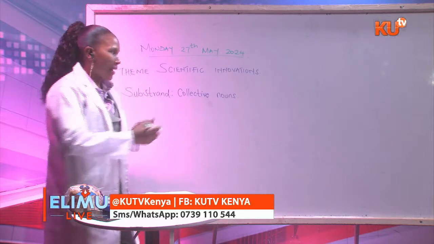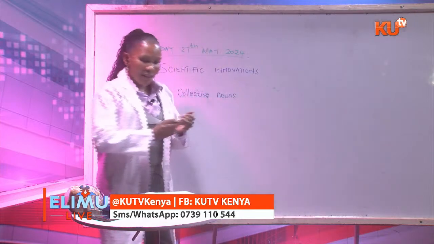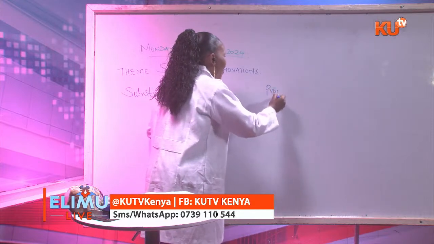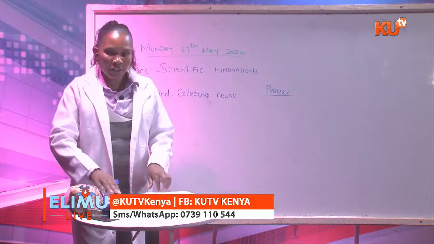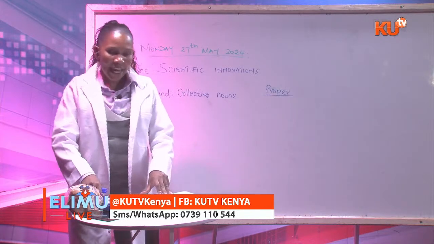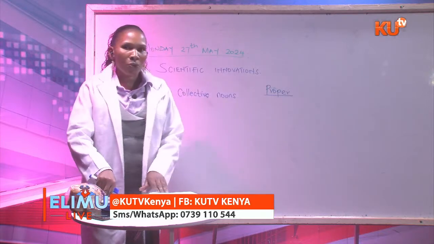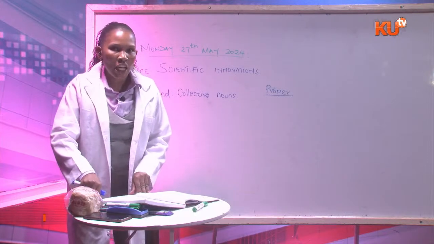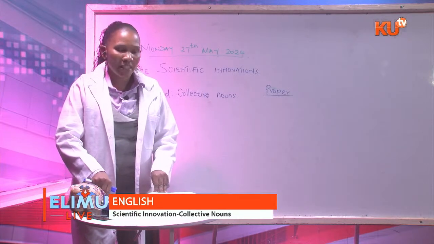We have proper nouns. These are nouns that are given to specific people or places, for example rivers and mountains. Proper nouns are given to specific things or people, for example a mountain, a river, or the name of a person like Mary.